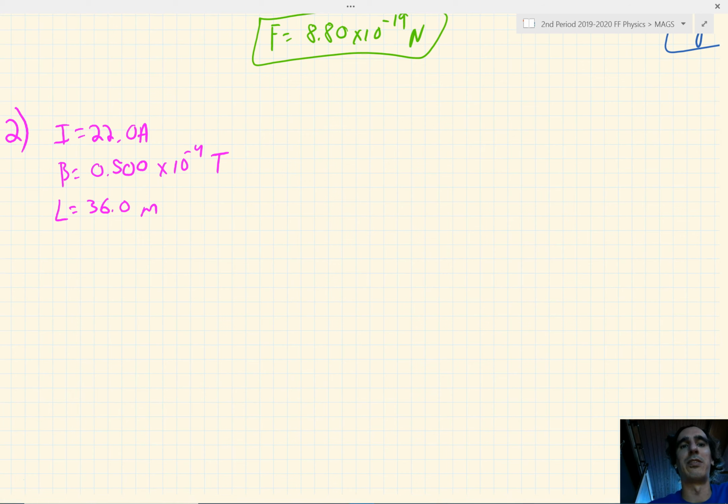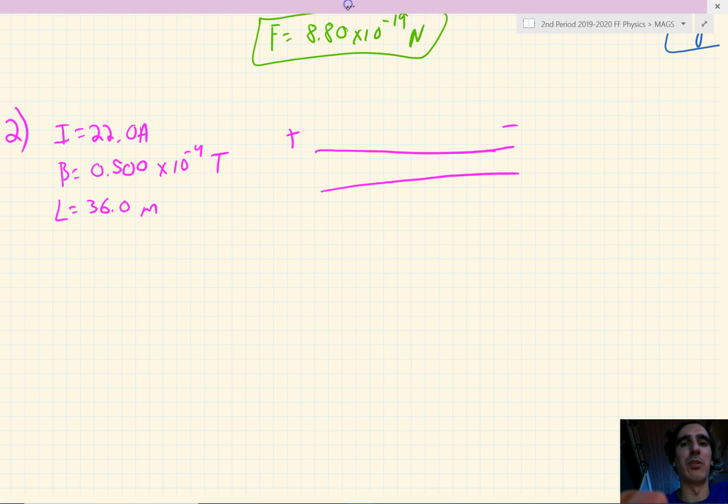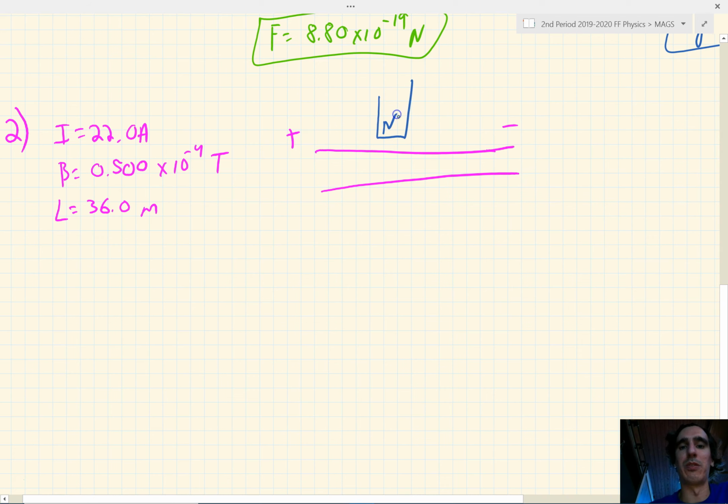Okay, so let's look at the direction first. We're told that the current goes from west to east. So if we draw our wire, we know it goes from the positive to the negative terminal, so it's going from west to east. We're also told that the magnetic field is from north to south, so we could draw two magnets, north on the top, south on the bottom, and they're showing us the magnetic field lines are going from the north to the south pole.